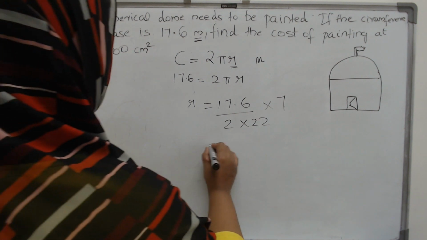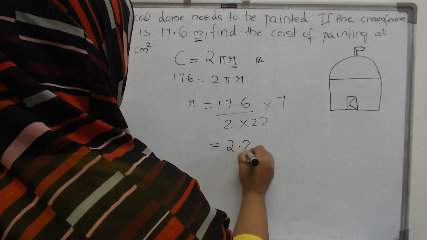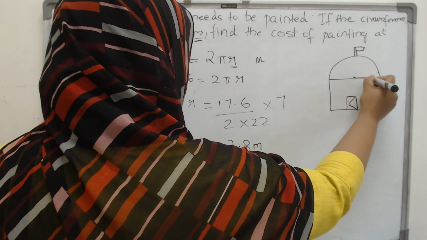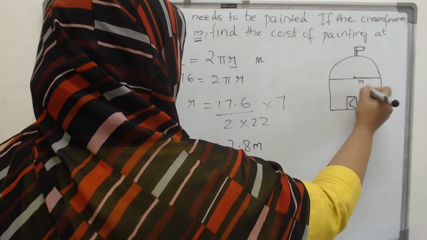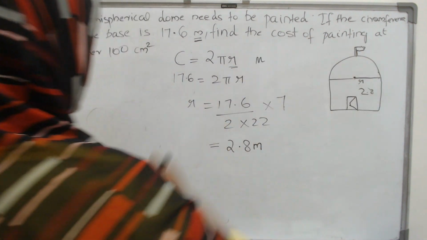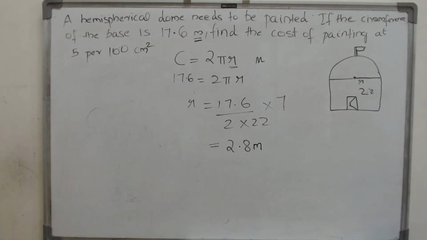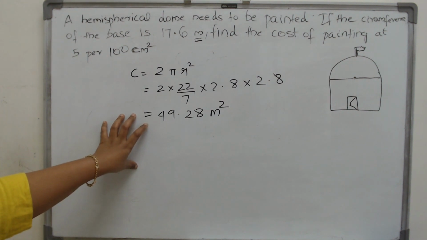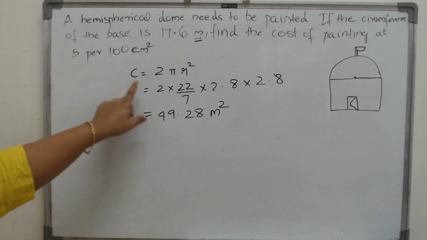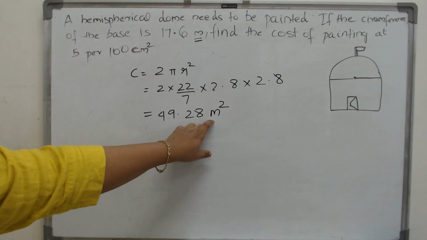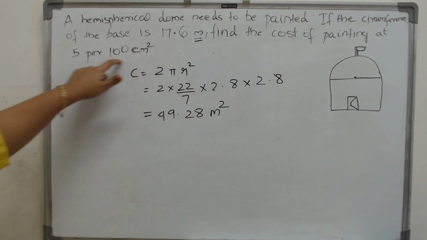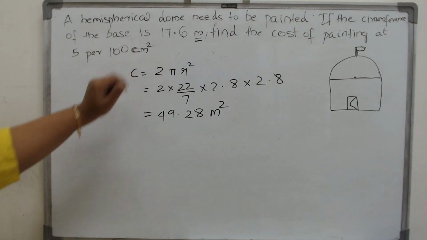And you will get your radius is 2.8 meters. So what you have found out is this. You have found out that this R is 2.8, but then what do you need? You need its surface area. Now we have a minute problem here. What is that? Your area you have got in meter square. But look at the question. The value is given only for centimeter square.